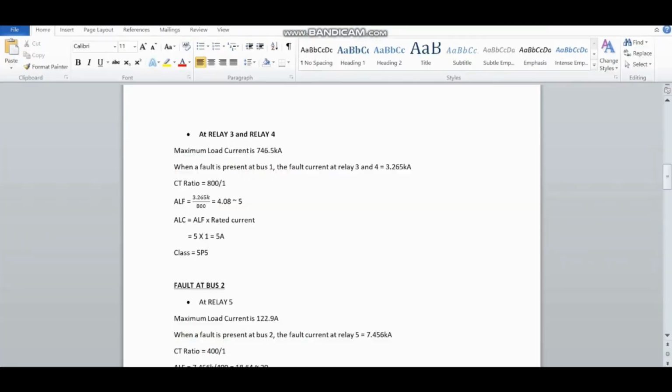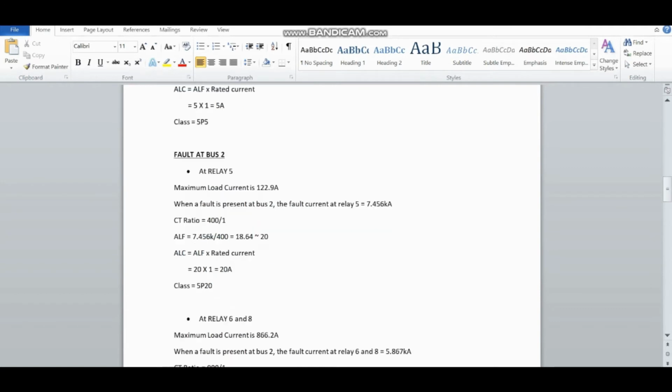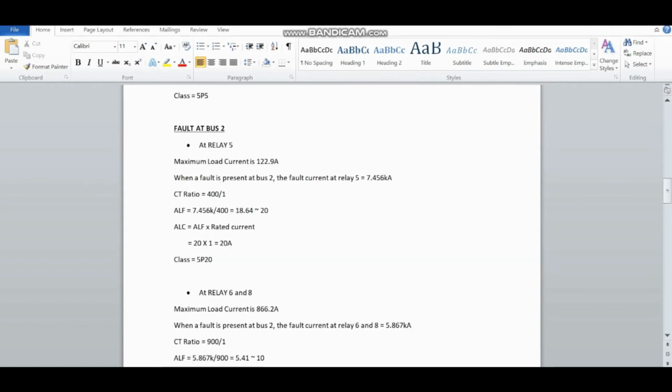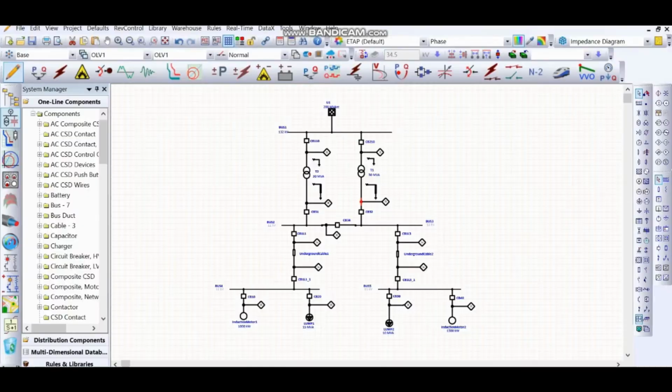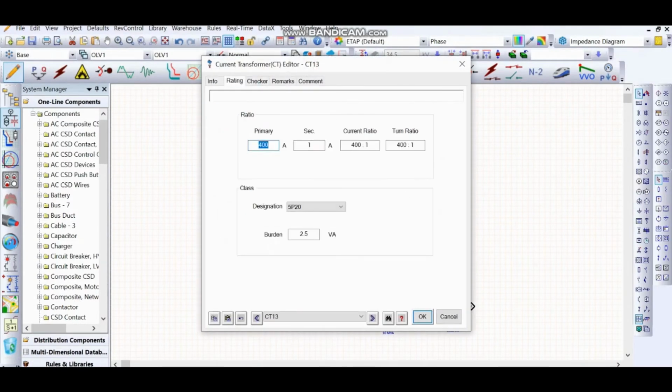4. And then when we put a fault at bus 2, we can see relay 5, the fault current at relay 5 is 7.456 kilo ampere, and then the CT ratio we put as 400/1. Then we calculate the accuracy limit factor, which is 18.64, nearest to 20, and accuracy limit current we got 20 ampere. Then the class designation we got is 5P20. This is the setting for the CT ratio, the class, and the burden.